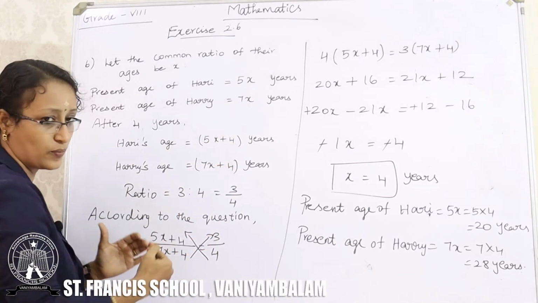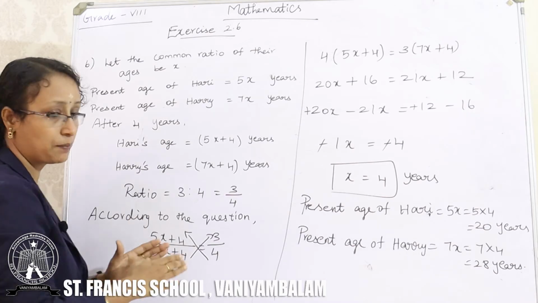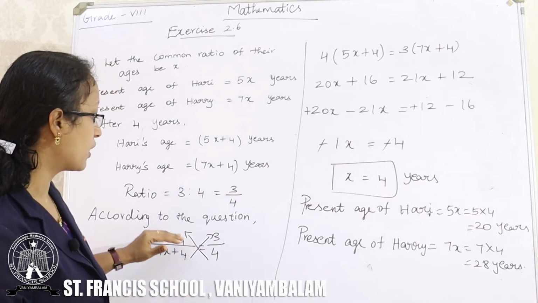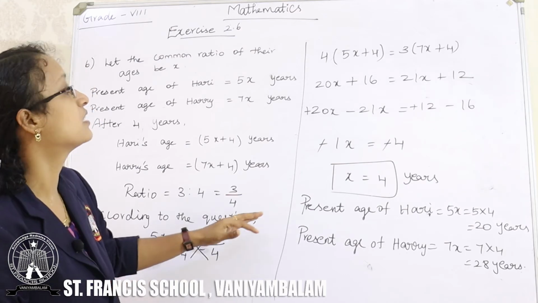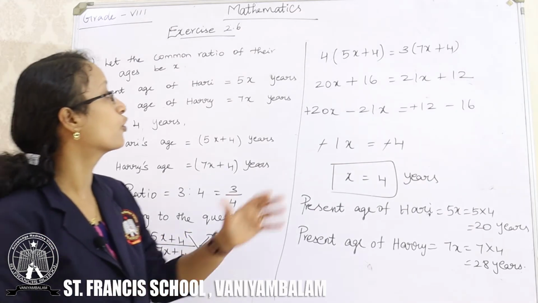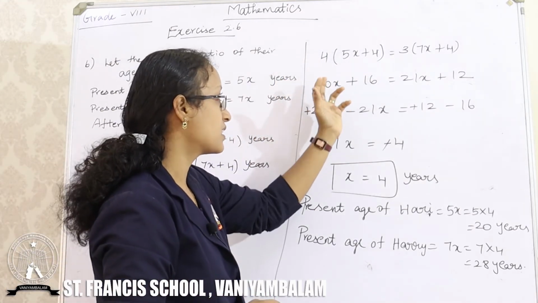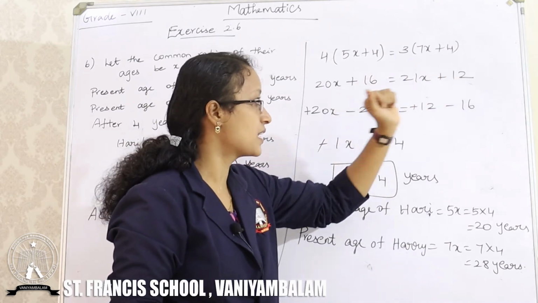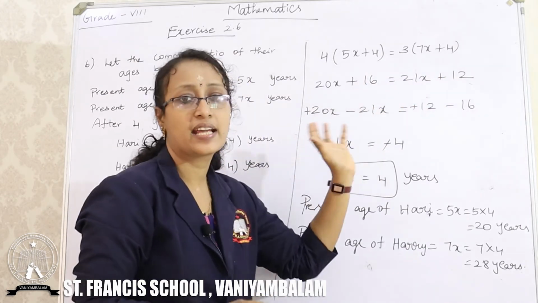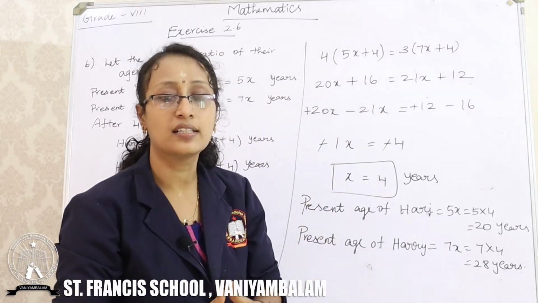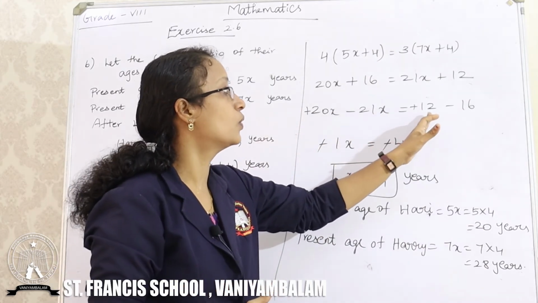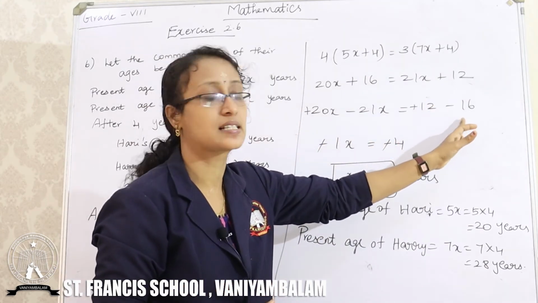That is, we wrote in division. Nothing but ratio means they are in division. So you will cross multiply now. 4 into 5x plus 4 equals 3 into 7x plus 4. Multiply inside the brackets. 20x plus 16 is equal to 21x plus 12. Next you will take x on one side and constant on the other side. So 20x minus 21x is equal to plus 12 minus 16.